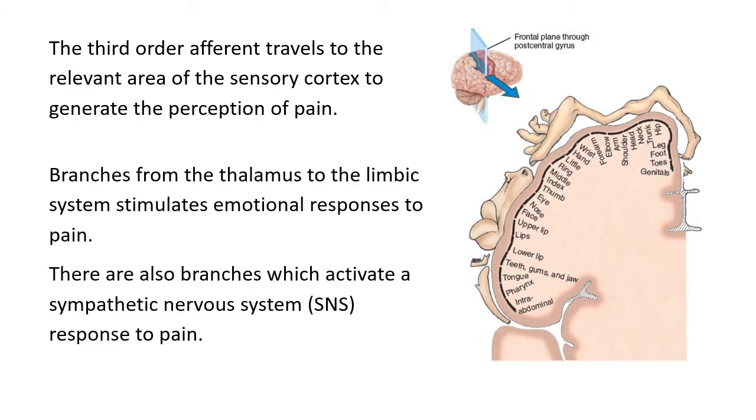Via the spinoreticular and the spinothalamic tracts, branches to the pons, medulla, hypothalamus and limbic system also receive action potentials as part of the pain pathway. This then causes an emotional response and activates the sympathetic nervous system. The sympathetic nervous system, of course, raises heart rate, increases stroke volume by increasing contractility, and causes vasoconstriction. Hence, with pain, there is an increase in heart rate and blood pressure.